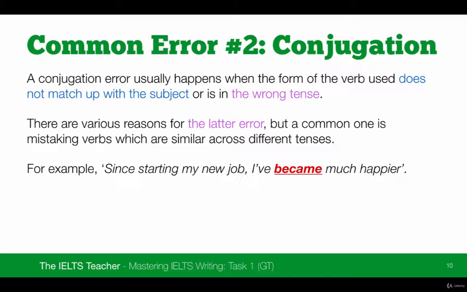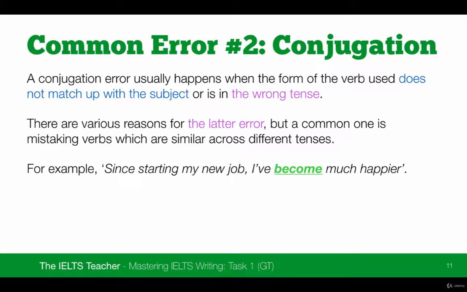Now the other error, the latter error, regards the wrong tense. There are probably a few more reasons why people make such a mistake, but a common one is that sometimes people mistake verbs which are similar across tenses. For example, the verb become. So if we look at this sentence here, "Since starting my new job, I've became much happier." It's a very common mistake with the verb become. It shouldn't be "I've became," it should be, of course, "I've become." Became, become.